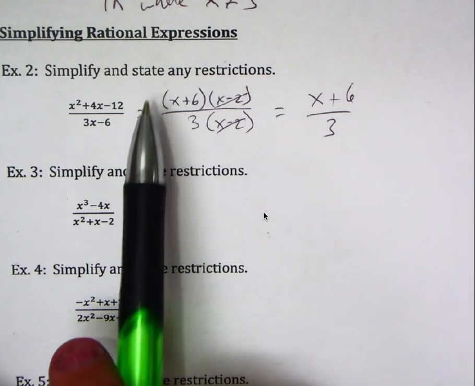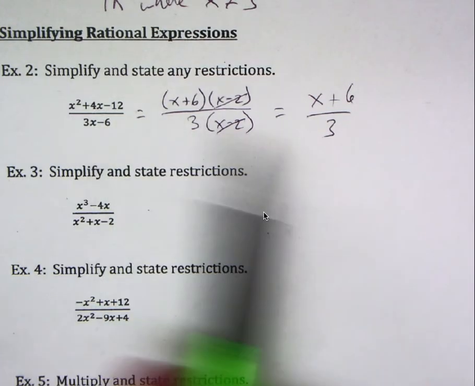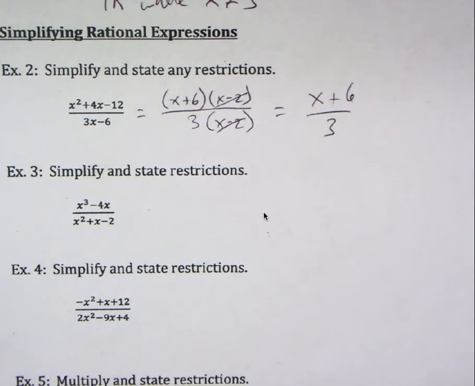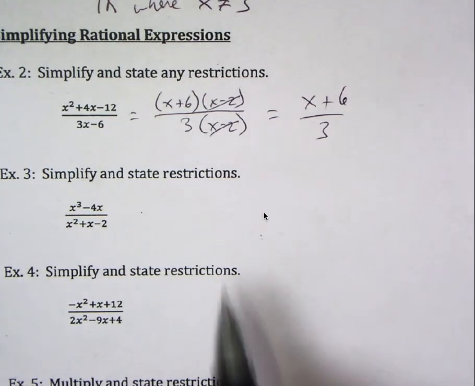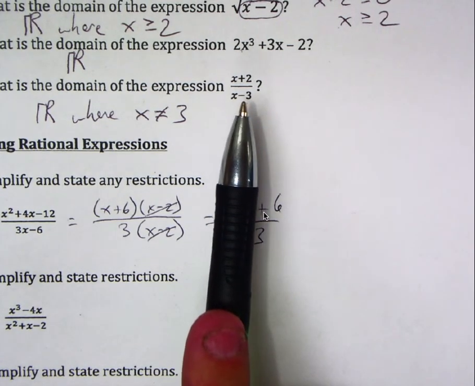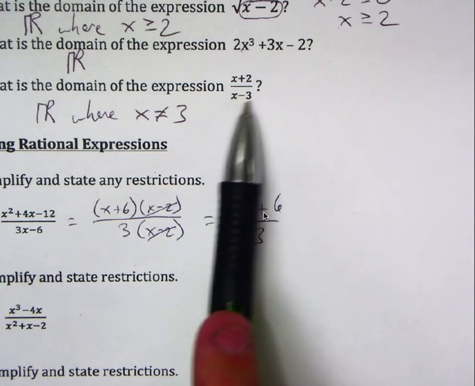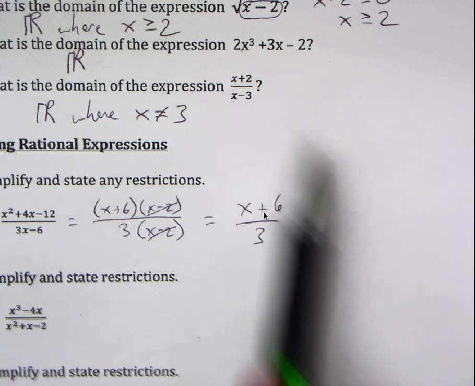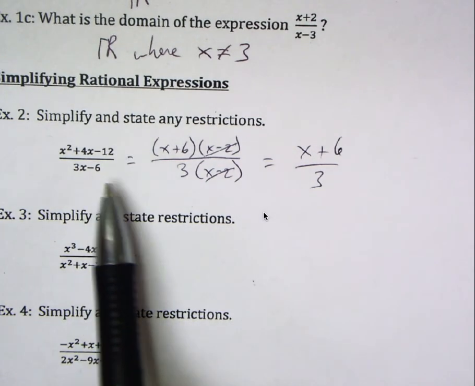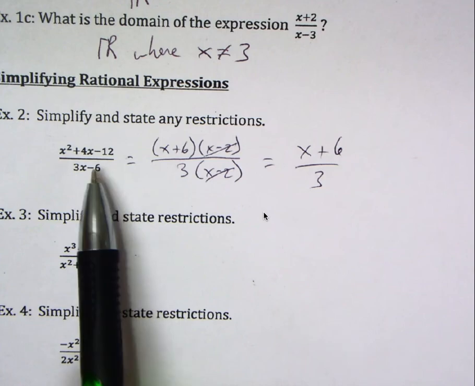Now the restriction part. Okay, so the simplifying part is one step. The state any restrictions is a second step. Here's how you go about restrictions, okay? Just like this one up here when we were talking about domain, we were thinking about what can't you plug in for x, what makes the denominator 0. We're going to do that same thing with rational expressions, with fraction expressions. You need to go back to the original expression.